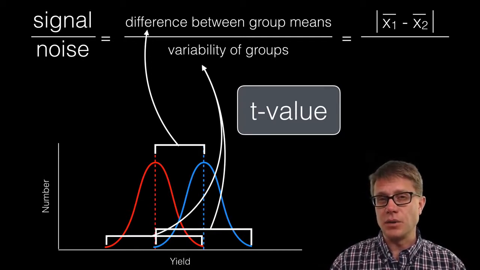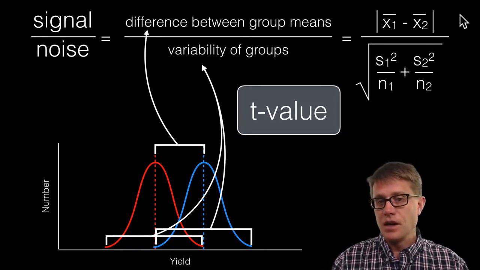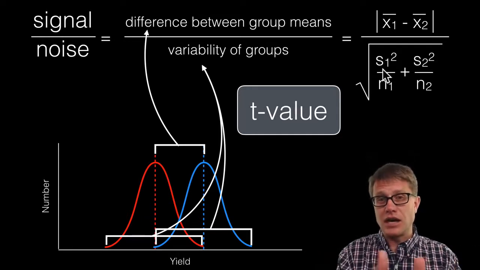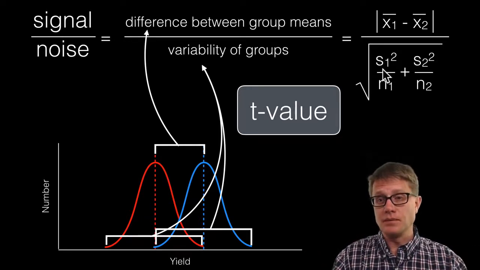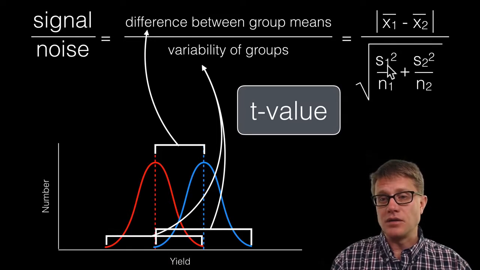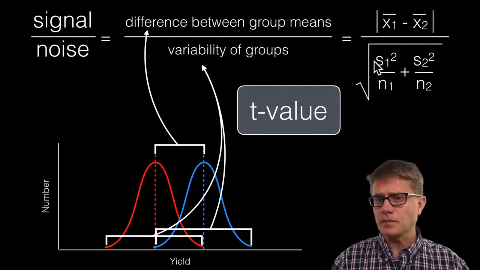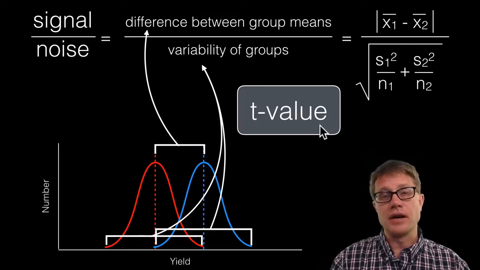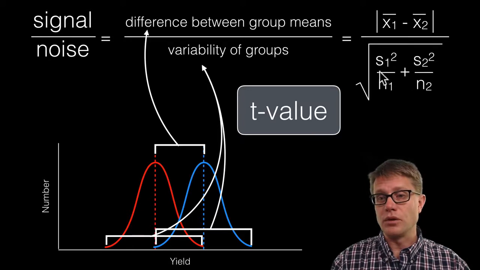Now, how do we get at the noise? That's going to be in the variability of the groups themselves. And so the factor is going to look something like this. What is S1? That's the standard deviation. Remember, that's how far our data is spread from the mean. But we're not only taking the standard deviation, we're actually squaring that. That gives us something called the variance. And so if I increase the variance, that's going to lower my t-value. It's like giving me more noise.